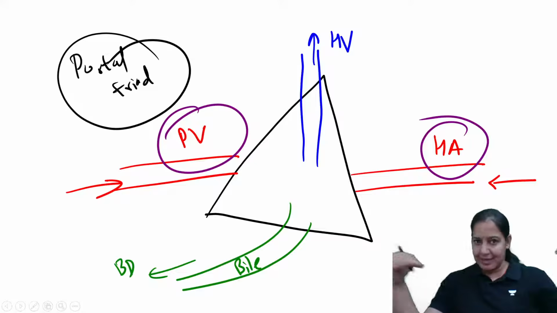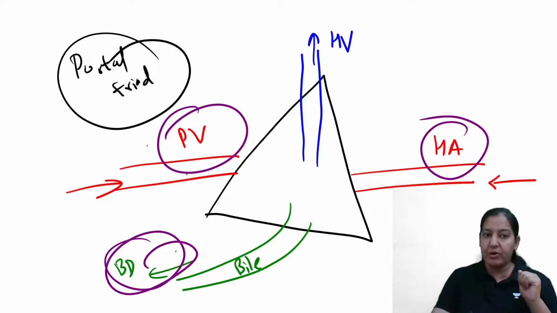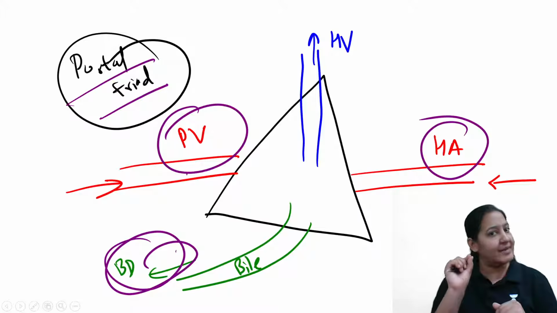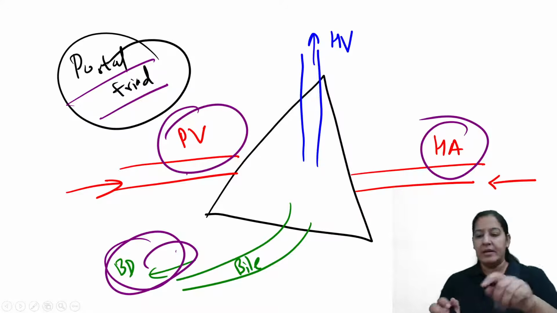Hepatic artery and portal vein is the dual blood supply. Third is the bile duct. They always travel together, and these three constitute portal triad. These three enter and exit the liver from a common point, that is hilum. And after entering the liver, their branches also travel together.